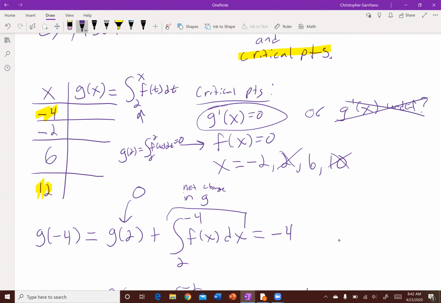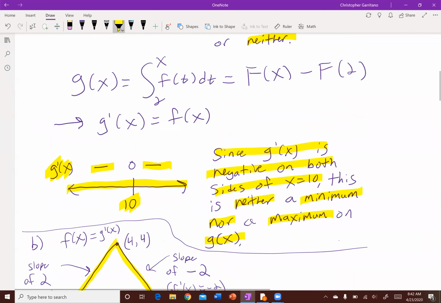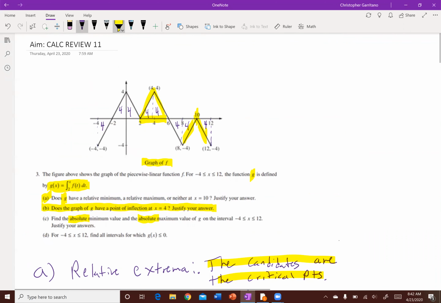So anyway, for the net change, what we need to do is determine the area under the curve. So for this first integral, we're determining the area under the curve from 2 to -4. So let's go up to the graph. We started at 2. That is our anchor point for all of these integrals. And we're going from 2 all the way to -4. Notice that the direction we're heading is from right to left. So our dx's are going to be negative.